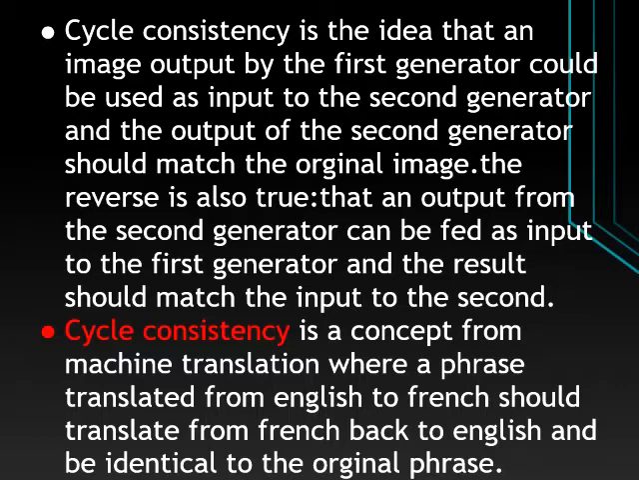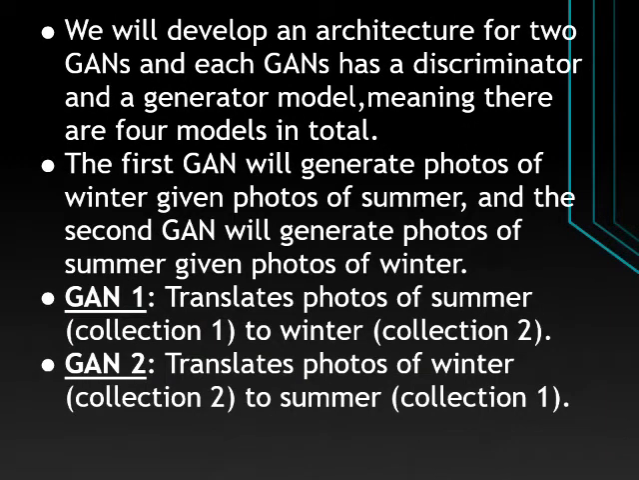Cycle consistency is a concept from machine translation where a phrase translated from English to French should translate from French back to English and be identical to the original phrase. It means there is no loss between these two translations. Instead of developing a single CycleGAN architecture, we will develop an architecture for two GANs. We know each GAN has a discriminator and generator model, meaning there are four models in total.